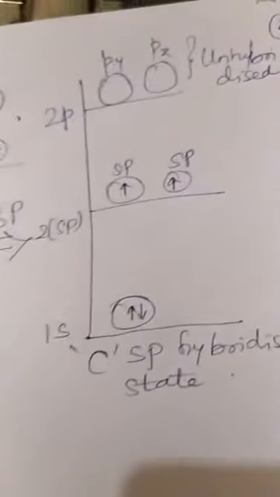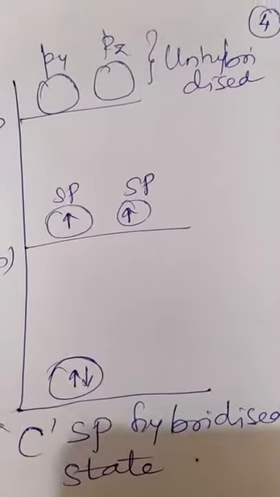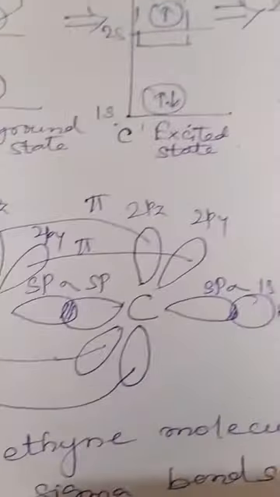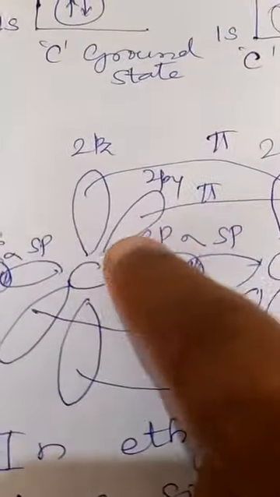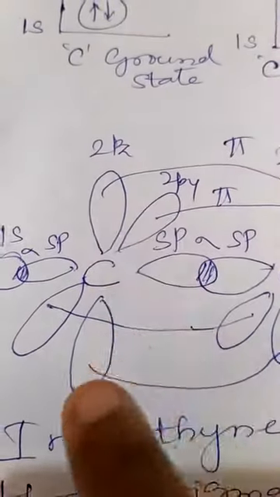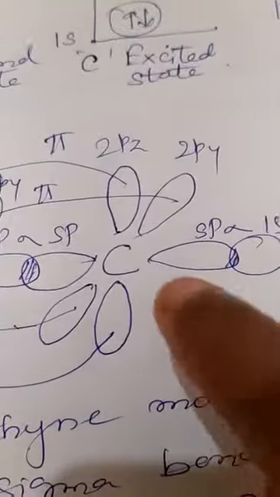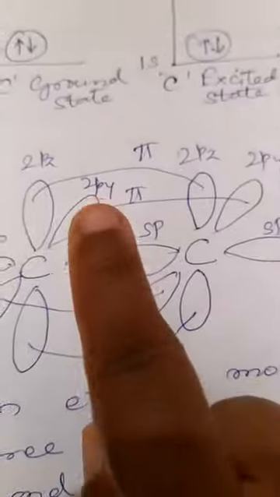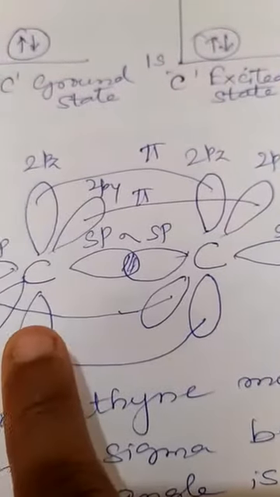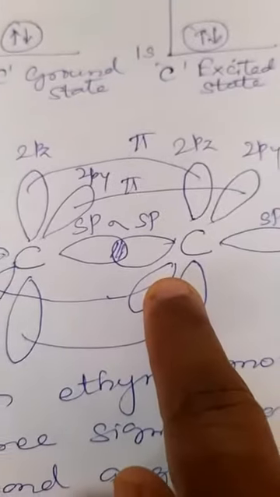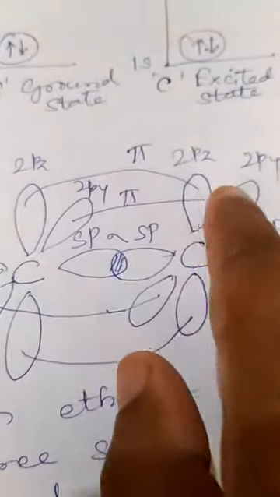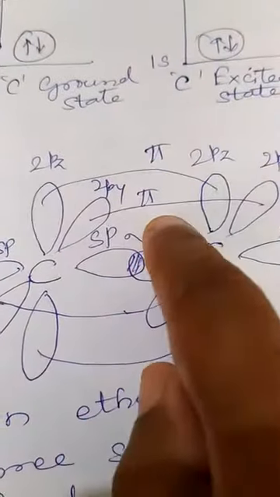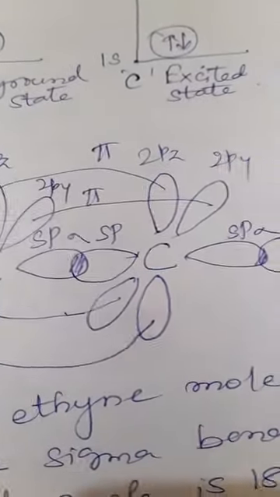So as I have indicated in the energy level diagram here, there are two unhybridized orbitals, py and pz. Both have a dumbbell shape. Just look here. This is the 2py orbital and this is the 2pz orbital of one carbon. Similarly, this is the 2py orbital and 2pz orbital of the other carbon atom. The two py orbitals overlap laterally or sidewise to form one pi bond. Similarly, the two half-filled pz orbitals overlap sidewise to form another pi bond. So, in all, there are two pi bonds in the ethyne molecule.